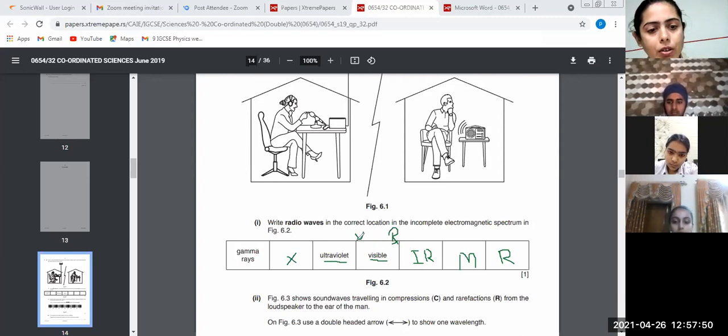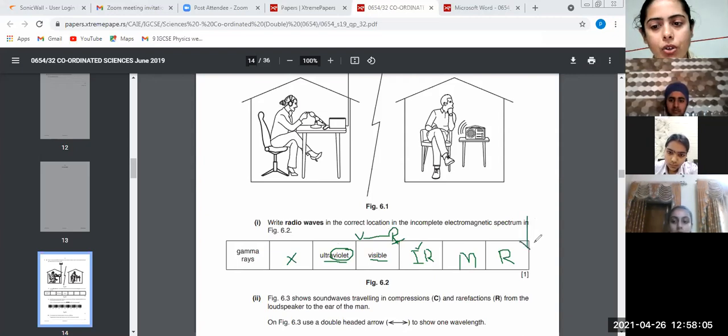Write VIBGYOR above visible. V means violet. Before violet, ultraviolet. R means red. Before red, infrared. Got it? So the radio waves come at the last of the column. Remember RMI. RMI.